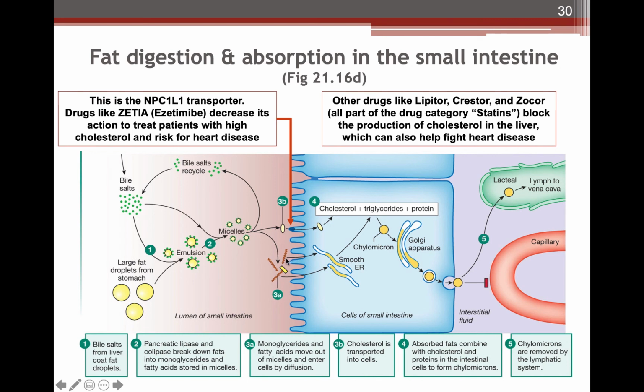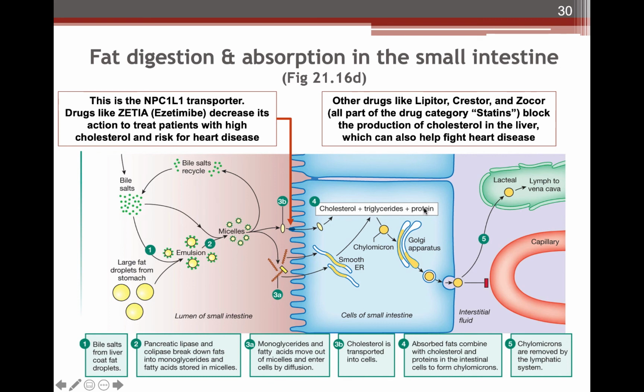Well, these free fatty acids and monoglycerides will go through the smooth endoplasmic reticulum of these cells of the small intestine and will be reassembled into triglycerides, which is pretty crazy. They just got broken down from triglycerides, and then these cells resynthesize them into triglycerides. It's weird.